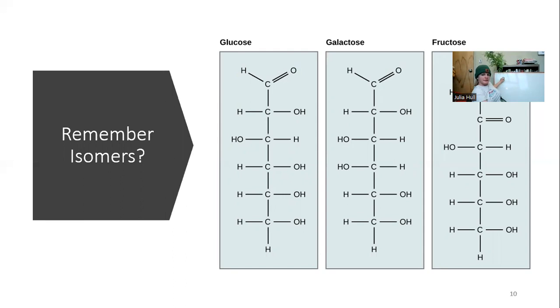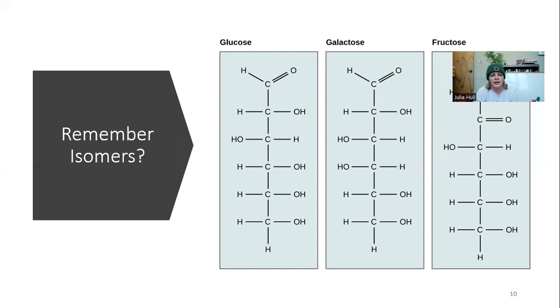Let's see if you guys can see this. No, you cannot, so I won't even try. But the reason that they're different, even though they have the same chemical formula, is that these atoms are put together differently. If we compare glucose and fructose, you can easily see that the double bonded oxygen is in a different spot in glucose and fructose. Those are our structural isomers.